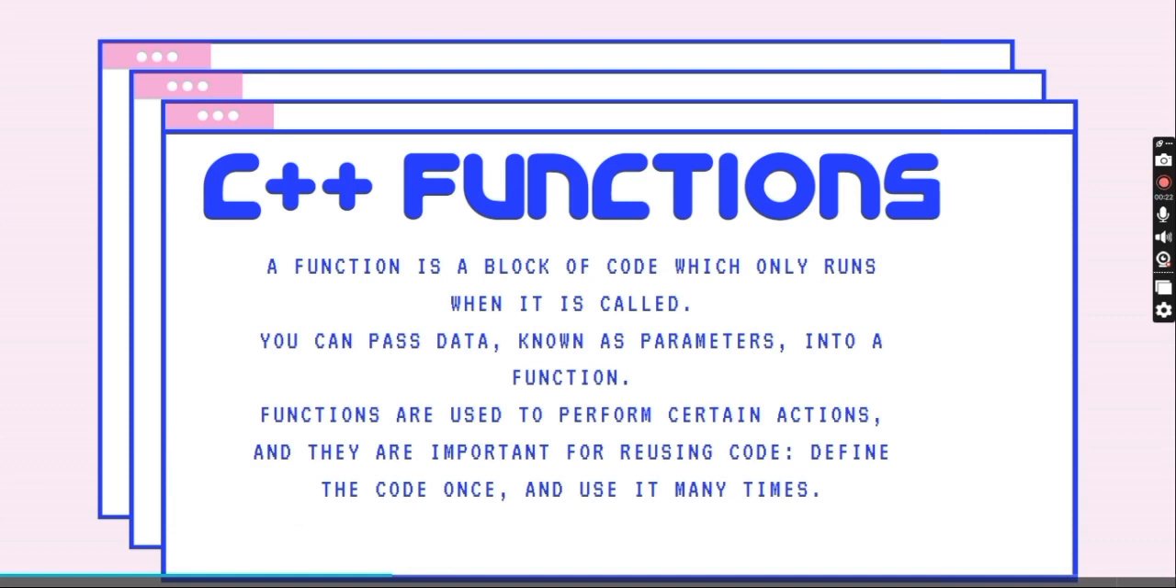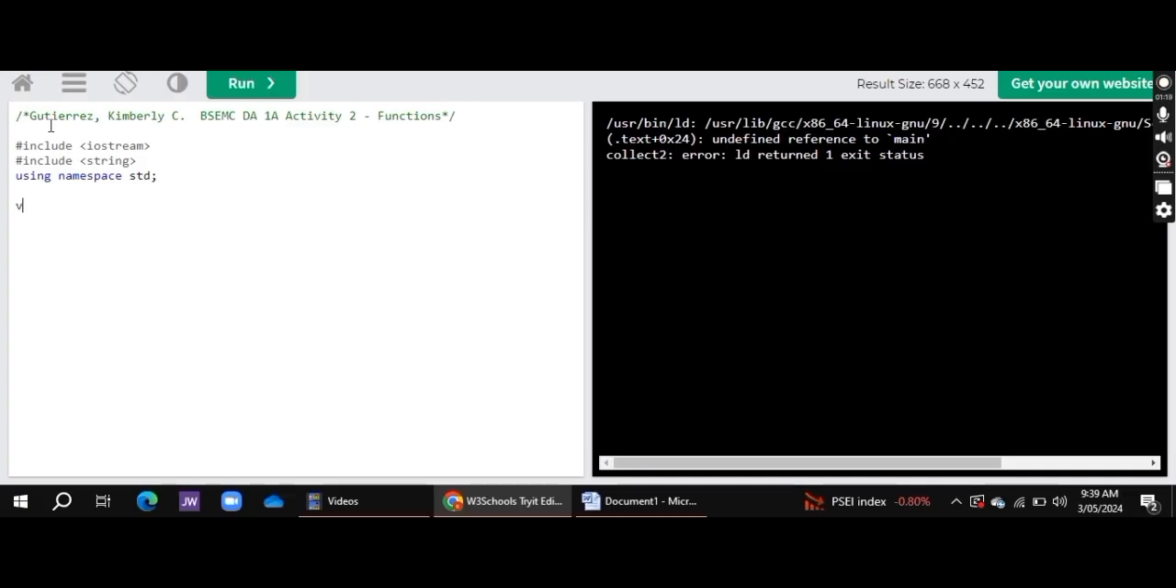A function is a block of code which only runs when it is called. You can pass data, known as parameters, into a function. Functions are used to perform certain actions and they are important for reusing code. Define the code once and use it many times.